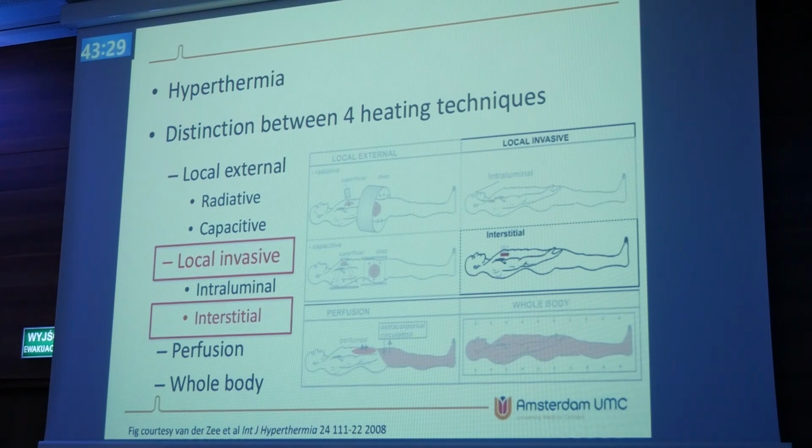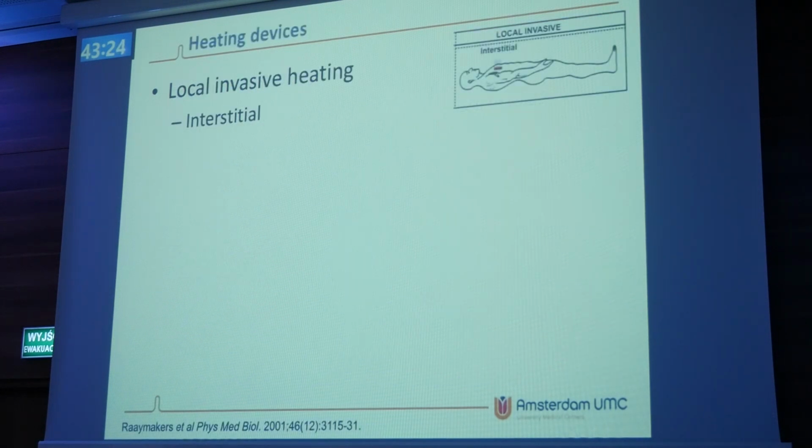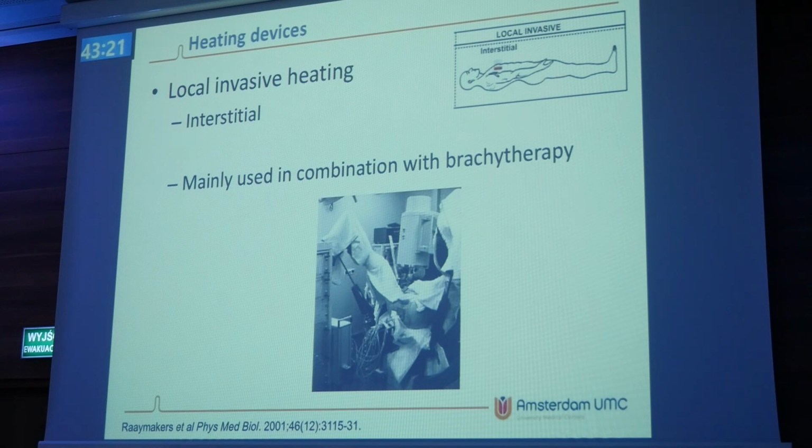So another class is where the heating needles are actually inserted into the body, and this is a technique which is comparable to brachytherapy used in radiotherapy. So it is actually very often using the same implant as for brachytherapy. And the main locations where it is used are prostate, head and neck, and brain, which are basically the sort of sites where people are using brachytherapy as well.